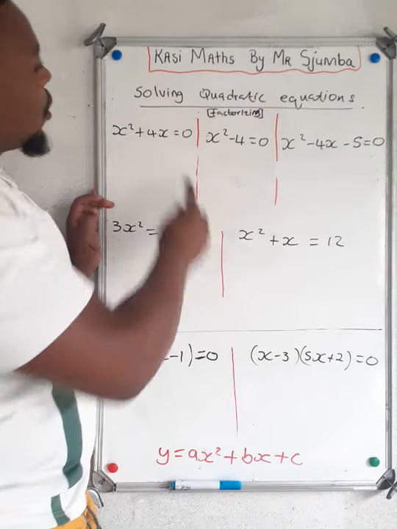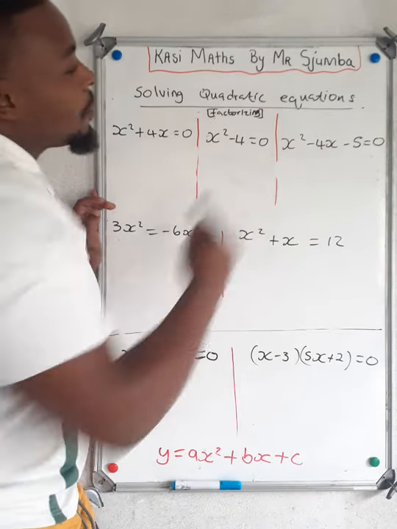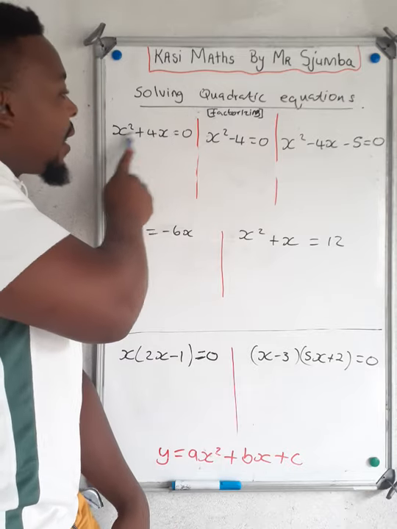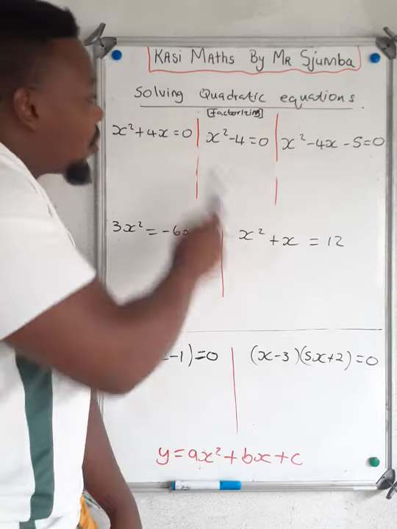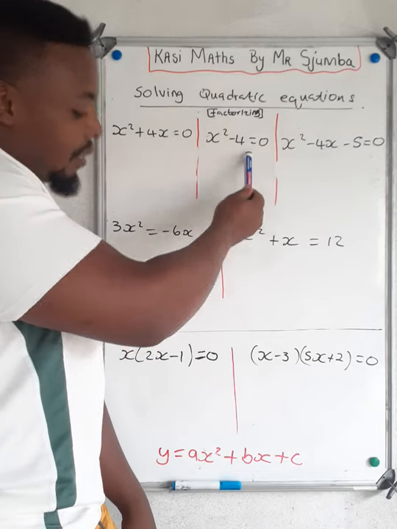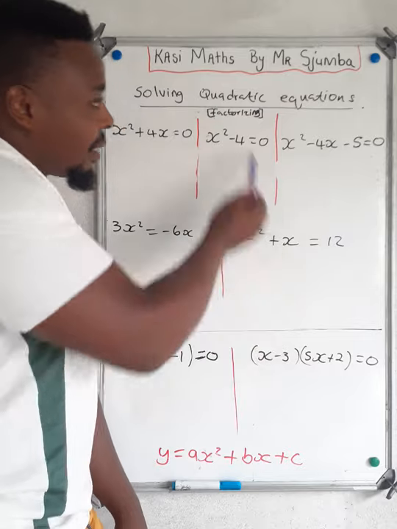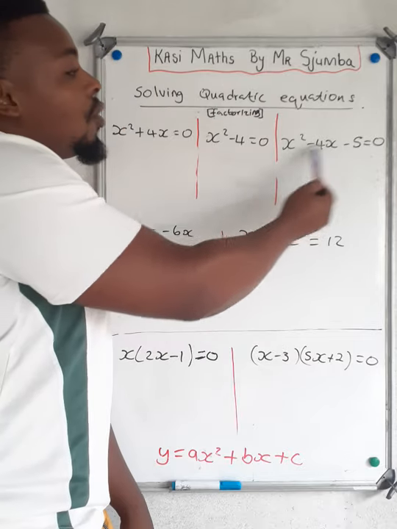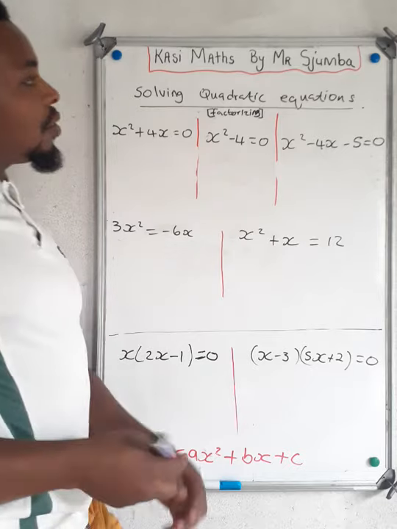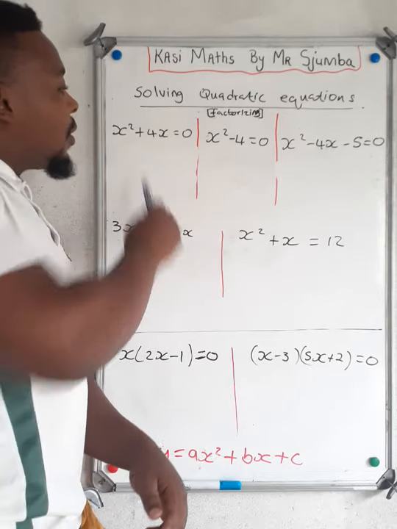So let's check out, we have three types of quadratic equations. One where the values of a and b are present and the constant is equal to zero, one where a and c are present, and one where we have a, b, c. Right? So let's solve the first type.